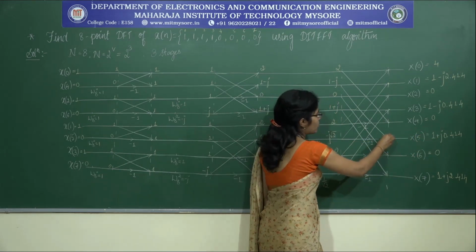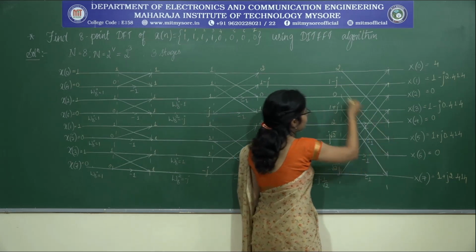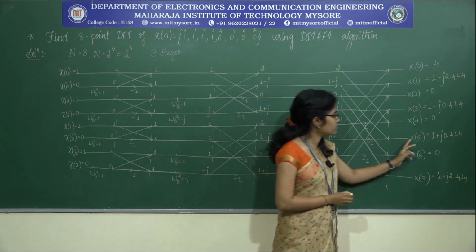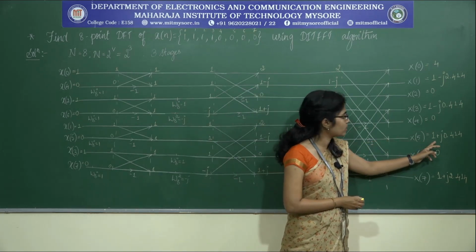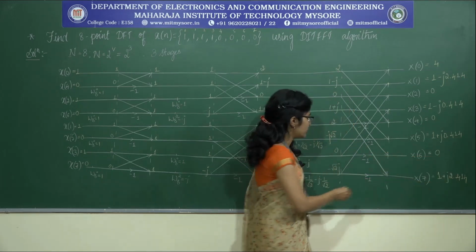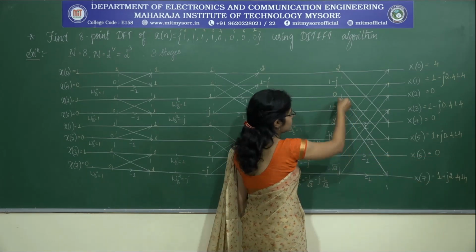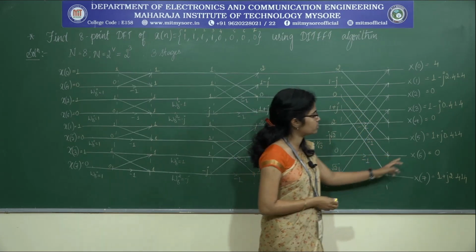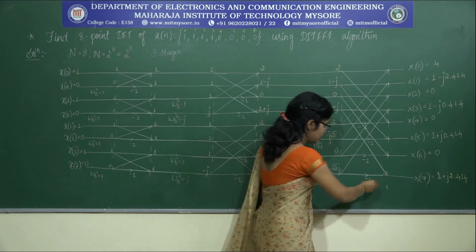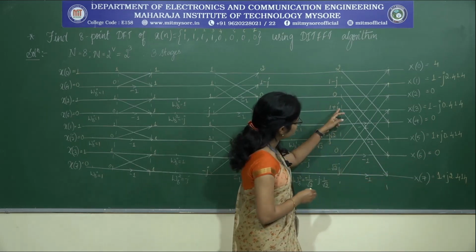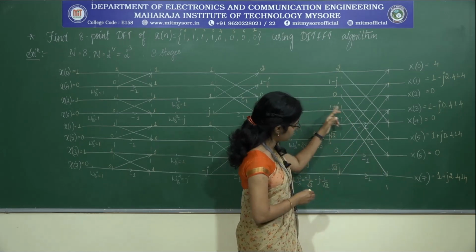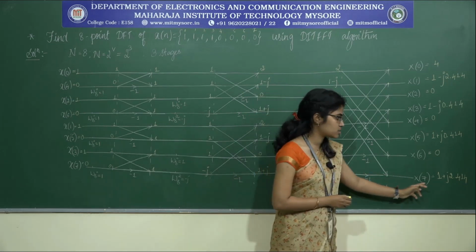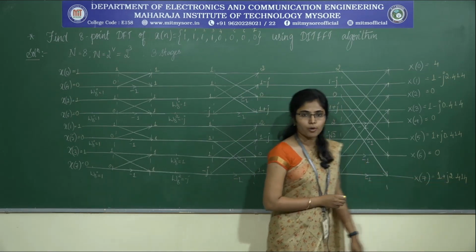Okay. So, coming to this point, from this branch I am getting 1 minus j. From this particular branch I am getting minus j root 2. Therefore, x of 5 is equal to 1 plus j 0.414. So, again at this branch we are getting two signals, that is from this particular branch that is 0, and again from this branch it is also 0. Therefore, x of 6 is 0. So, finally coming to the last point. So, the data coming from this branch is 1 plus j, and the data coming from this branch is minus root 2j. Therefore, x7 is equal to 1 plus j 2.414.